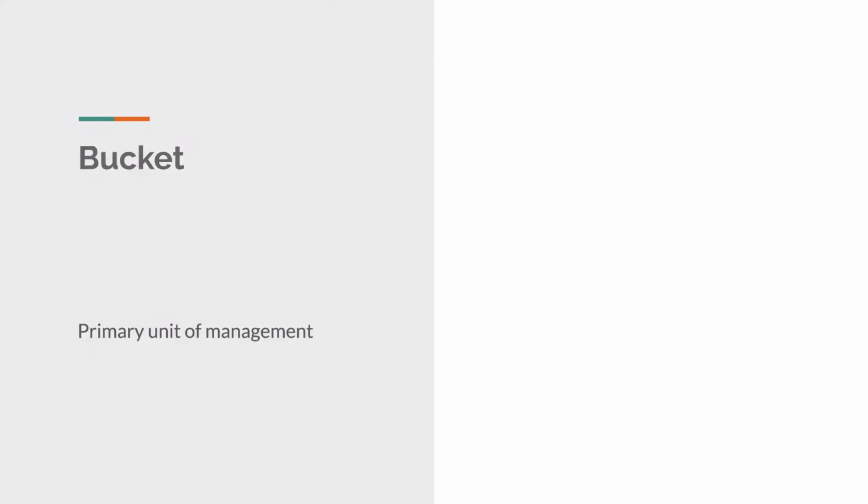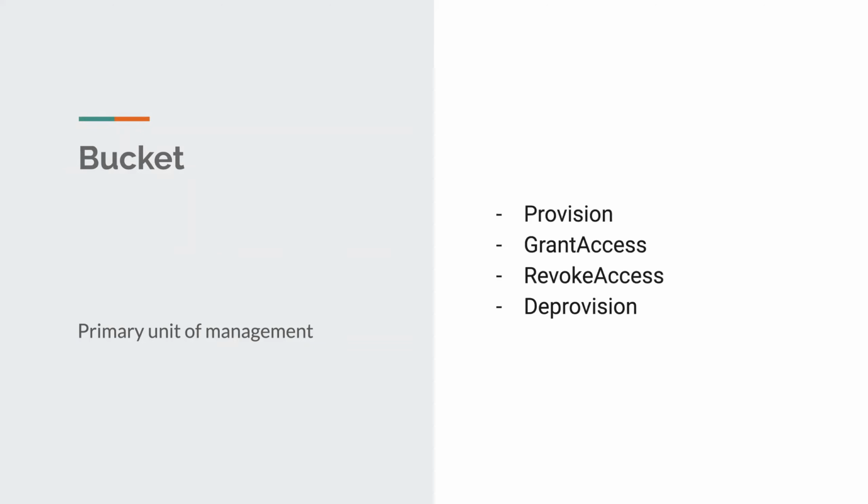And the bucket here is going to be the primary unit of management. In the system that we are building, we provision, deprovision, and grant access all at the bucket level. Now, we are going to do it across multiple object storage vendors in a vendor agnostic fashion. Let's get into what these four things mean: provision, grant, revoke, and deprovision. So let's start with provisioning.